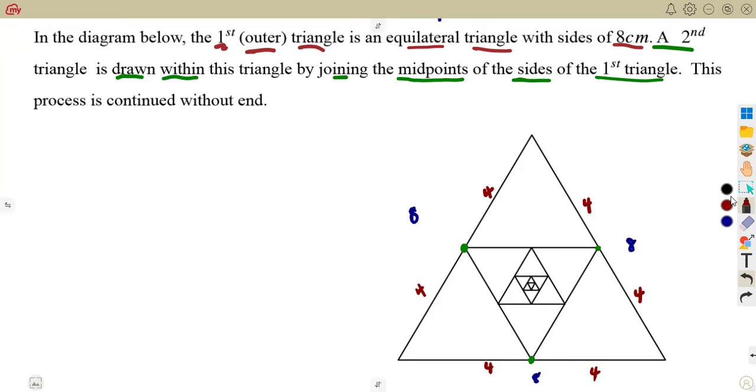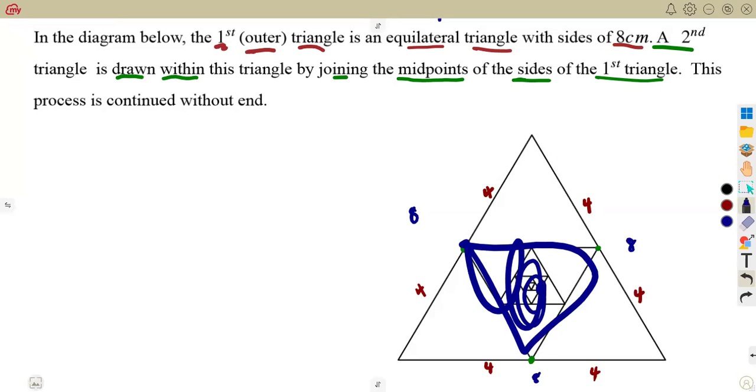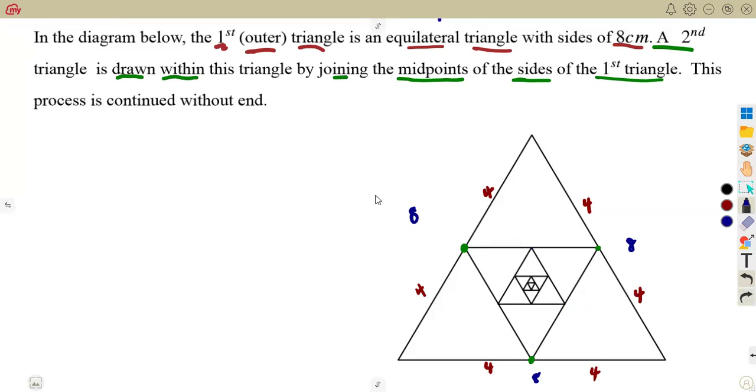The triangle formed inside here is going to be an equilateral triangle. So if there is 4 and 4 here, what does it mean? It means this side is also going to be 4, this side is 4, and this side is also 4. That is what it means. This process is continued without end, getting very small, and so on.